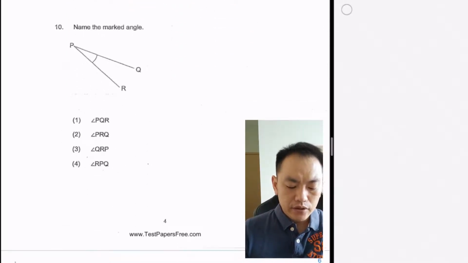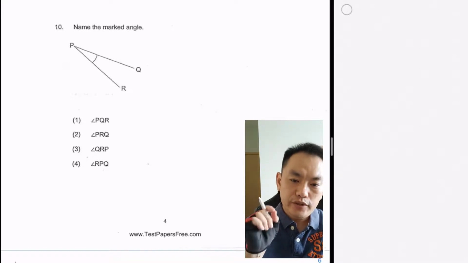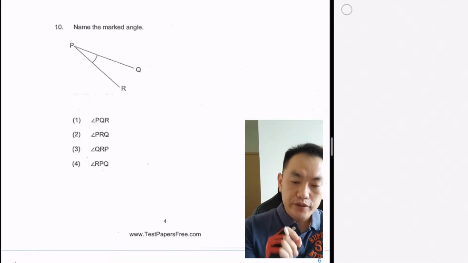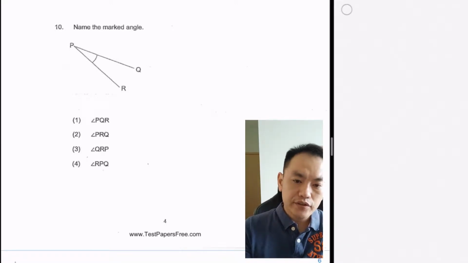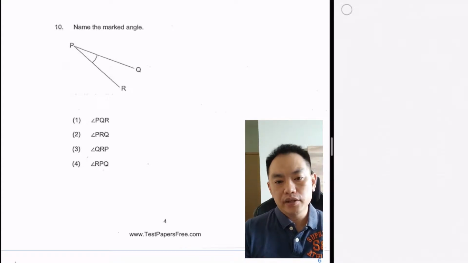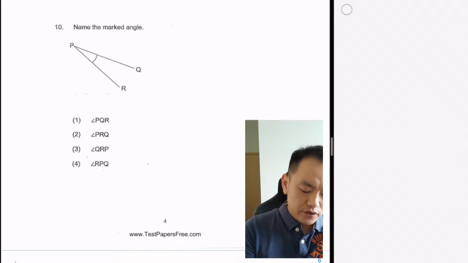Name the marked angle here. Okay, so there are 2 lines labeled Q and R, and then there is an angle labeled next to P. So when you are naming the angle, you always put the angle in the middle, and you put the 2 lines in the front and at the back. So that means in the answer, we need to look for a name which has P in the center. If you look into all the 4 answers, PQR, PRQ, QRP, and RPQ, only one of them has P in the center, which is 4. So the answer is 4.